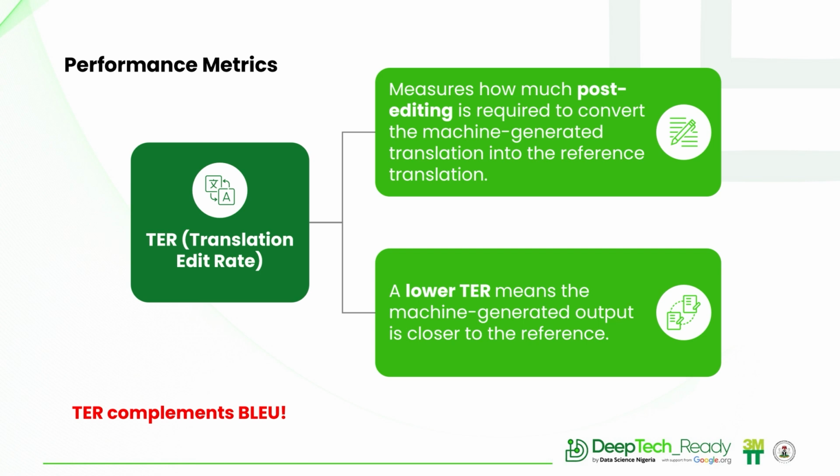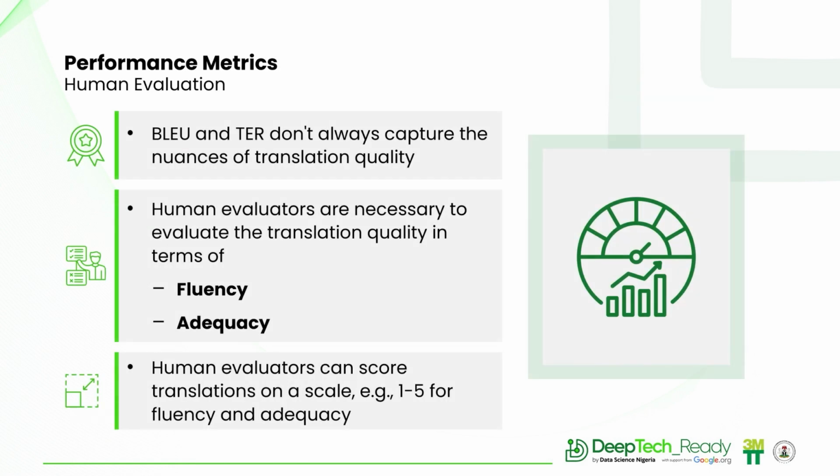Finally, human evaluation is an important metric where human evaluators assess the quality of translations based on fluency, adequacy, and overall meaning. This is because while automated metrics like the BLEU and the TER are useful, they don't always capture the nuances of translation quality. Therefore, human evaluation is crucial for capturing nuances, idiomatic expressions, and contextual accuracy that automated metrics might miss.